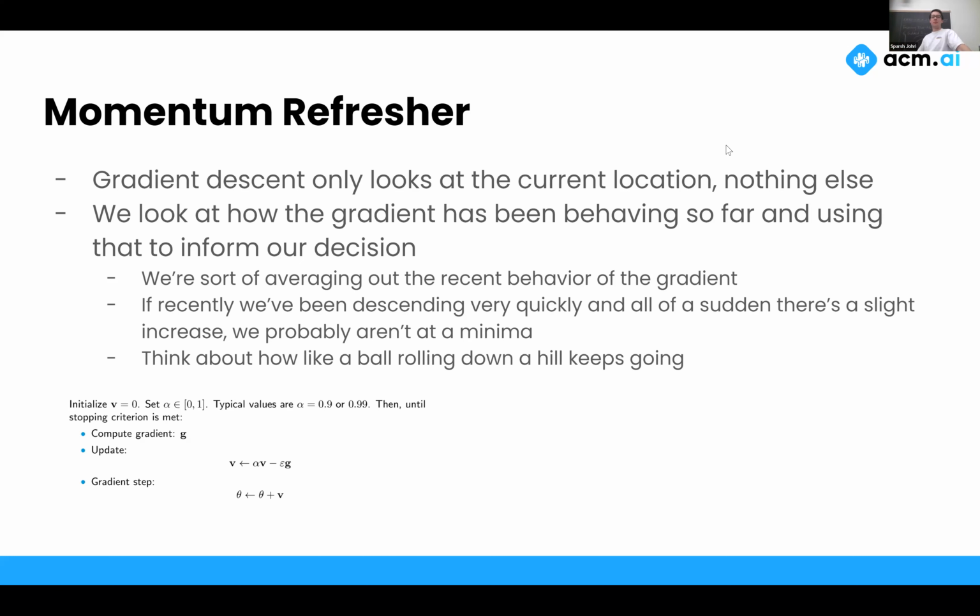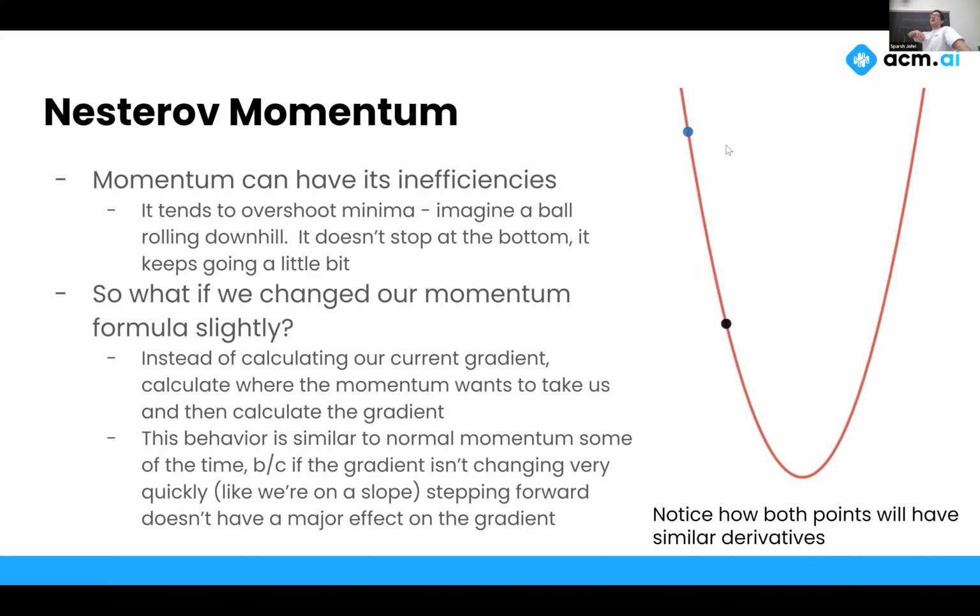Good. All right, beautiful. So now on to Nesterov momentum. There is one problem, not a huge problem, but a decent sized problem with momentum, which is: how does momentum tend to behave when we get to an actual minima in our loss landscape? Anyone know?